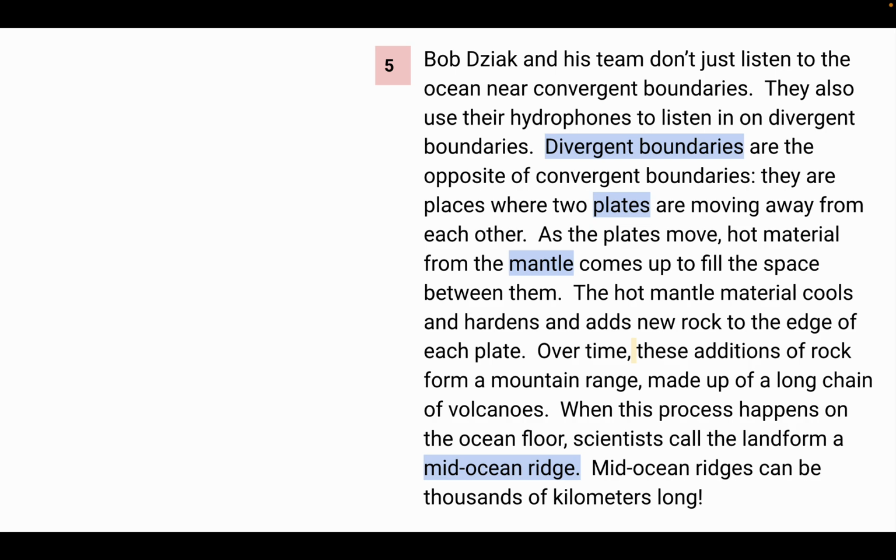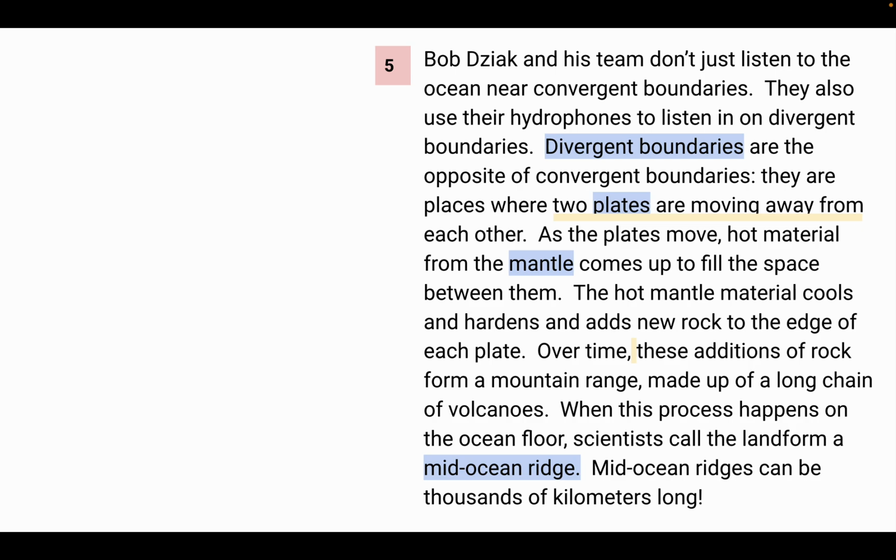And I went ahead and I highlighted. You go ahead and put a box around our vocabulary terms in this, and we see we've got divergent plate boundaries, plates, mantle, and then the landform is the mid-ocean ridge. So it says Bob Dezak and his team don't just listen to the ocean near convergent boundaries. They also use their hydrophones to listen in on divergent boundaries. Divergent boundaries are the opposite of convergent boundaries. They are places where two plates are moving away from each other.